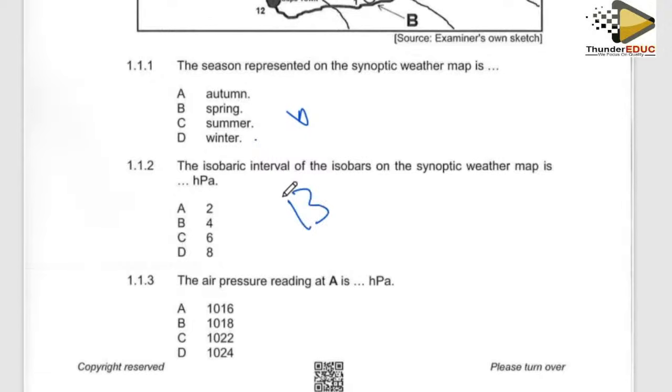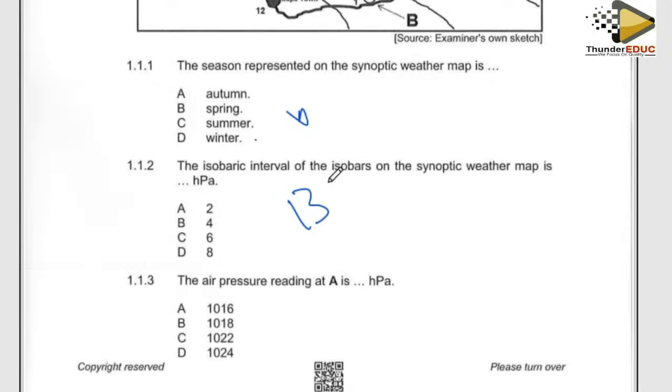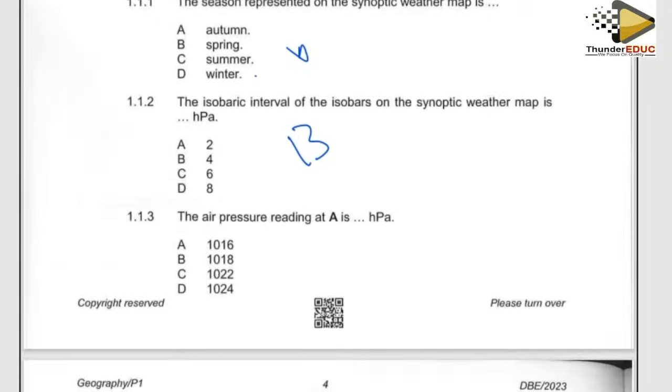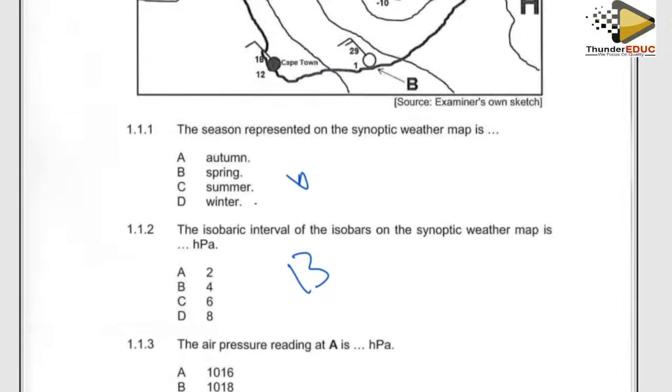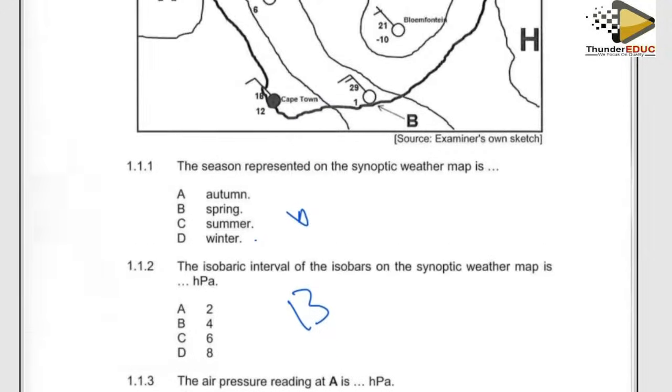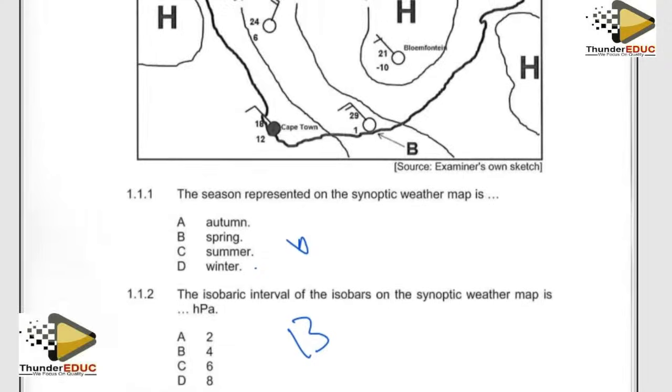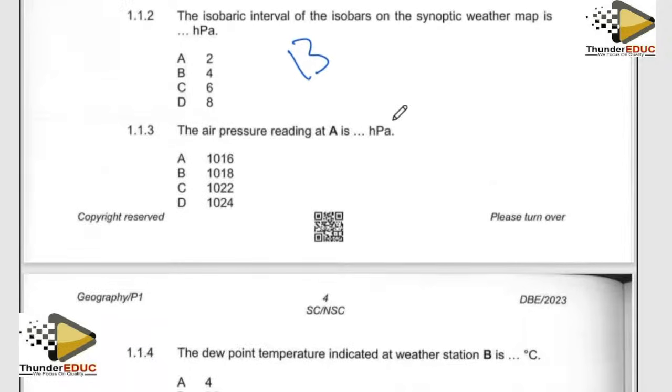We go down. The air pressure reading at A is how many hectopascals? I've just told you that A is minus 4, because this is 1024, then 1020, so minus 4 becomes 1016. So 1016 is that option there, and therefore it is A.